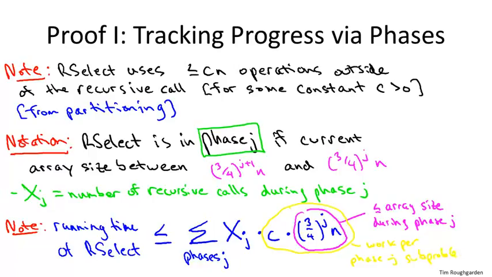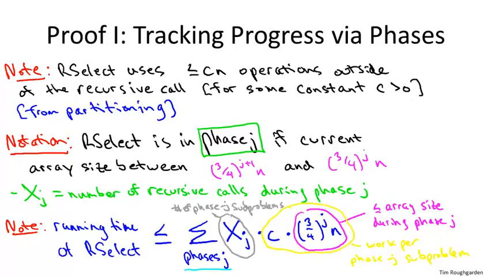How much work do we do in phase j overall? Well, we just take the work per subproblem, that's what's circled in yellow, and we multiply it times the number of such subproblems we have. And of course, we don't want to forget any of our subproblems, so we make sure we sum over all of the phases j to ensure that we count the work done in each of the subproblems. Okay, so that's the upshot of this slide. We can upper bound the running time of our randomized algorithm very simply in terms of phases and the xj's, the number of subproblems that we have to endure during phase j.